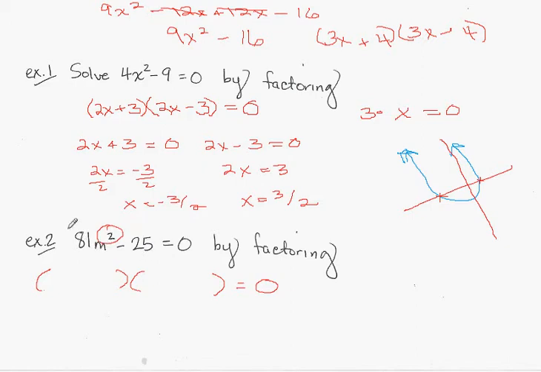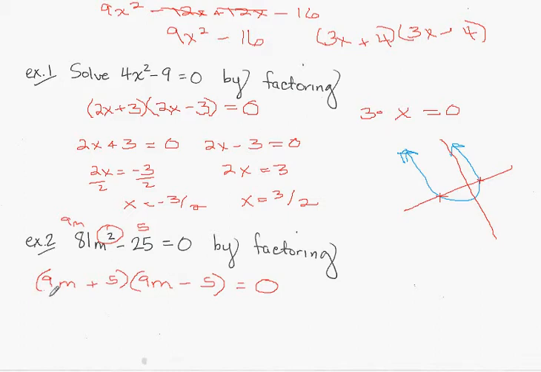I see this is a perfect square. That would be 9m for this one and 5 for this one. They're perfect squares, and it's a difference. You can't do the sum of two squares. You have to do difference. So here we go. So we'd say 9m, and then it would be 5 and 5, and then one has to be plus, one has to be minus. It doesn't matter which is which.